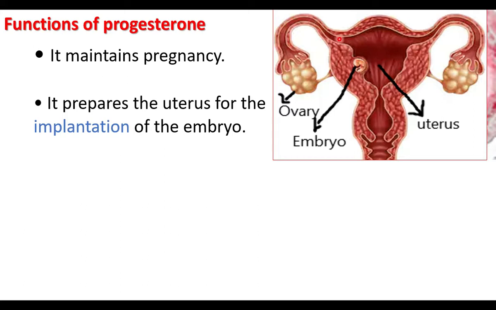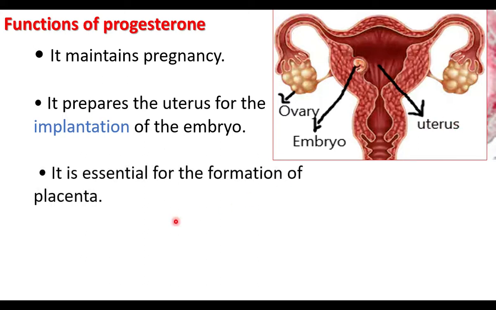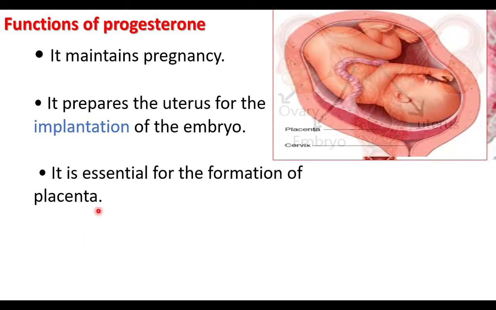The embryo gets attached inside the wall of the uterus. That process is called implantation. After implantation only, the remaining development of the young one takes place inside the uterus. It is essential for the formation of placenta. Placenta is a structure that connects the mother's body with the developing young one.